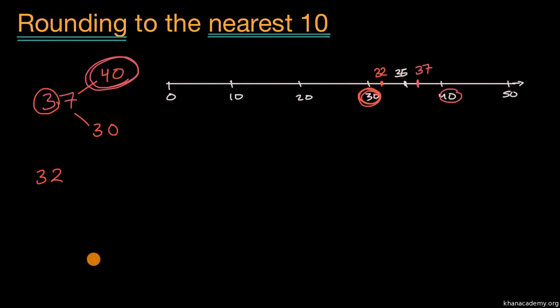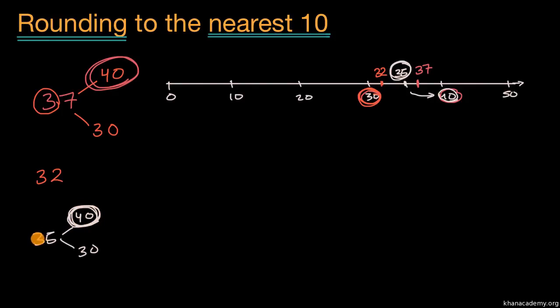Now, an interesting question that you might be wondering is, what if you're right in between? What if we wanted to round 35 to the nearest 10? 35, once again, it's between 3 tens and 4 tens, or between 30 and 40. Which one do we round to if we want to round to the nearest 10? Well, the rule is, and this is really just something that society has decided on, that if you're right in the middle, you round up. So the number 35 is going to round up to 40. Even though it's exactly 5 away from each of these numbers, 35, if you're right in between, is going to round up to 40.